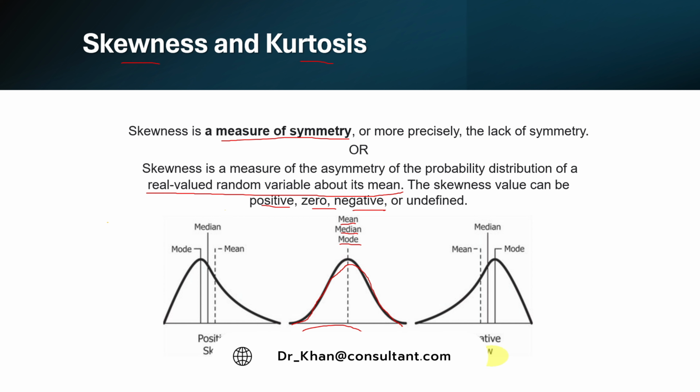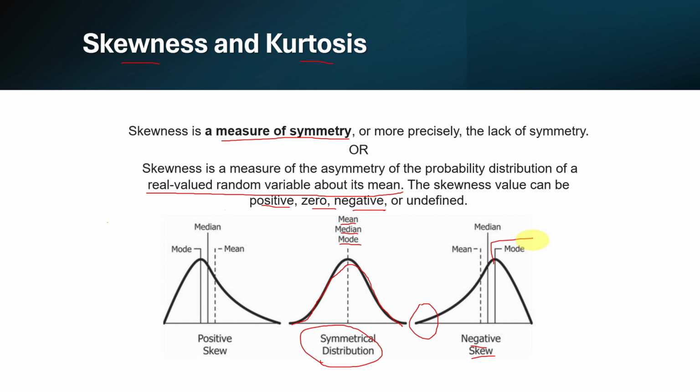Now, negative skew is when your tail is on this side. In this distribution, you will have mean first, then median, and in the center you have mode. You will always have mode in the center. See the positive one as well, that's also in the center. But what will happen in positive? Your mean will lie over here, median will lie over here, but your tail will lie on this side. So the difference between negative and positive is just the tail.